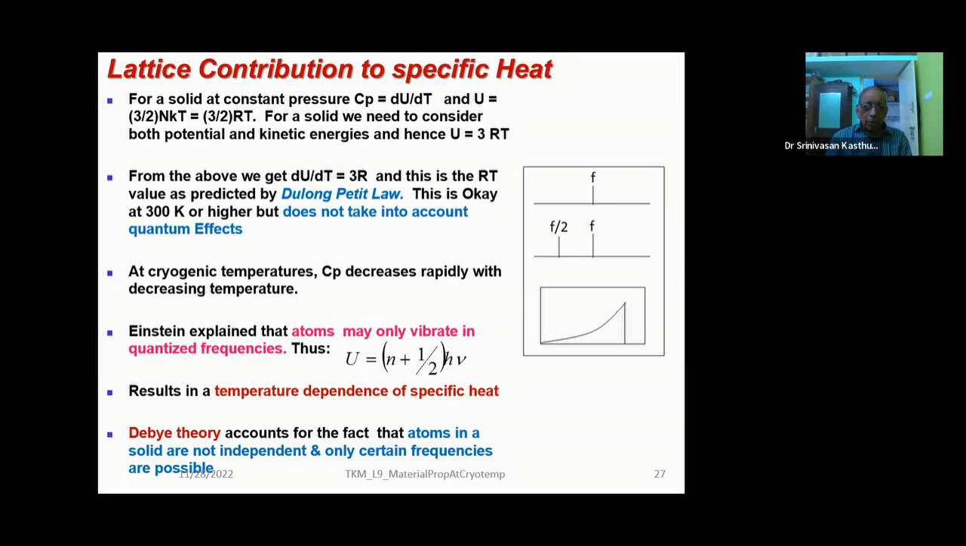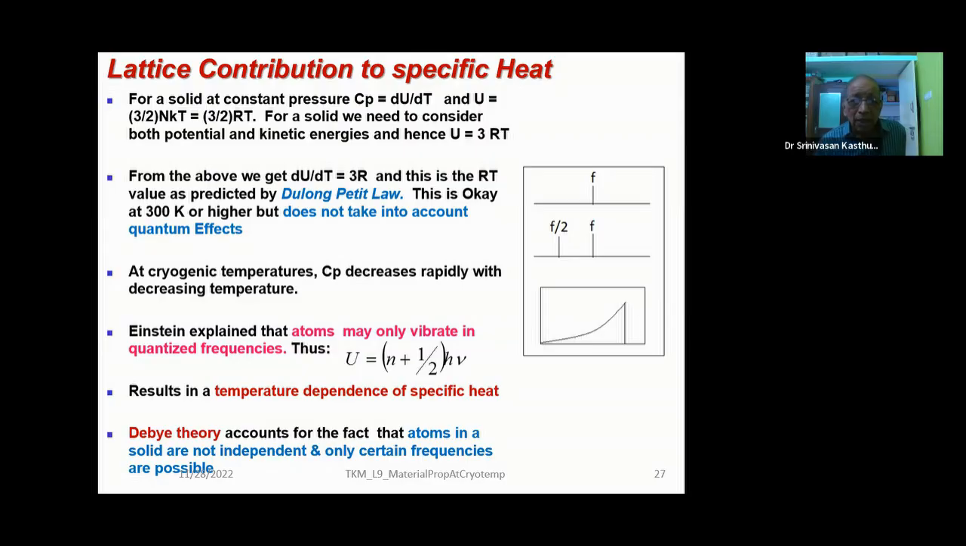So we can write 3 by 2 kT as the energy per atom. We'd better consider a monatomic solid. So you have 3 by 2 kT, and if there are N atoms, N being the Avogadro number, if you multiply by N, then it is 3 by 2 NkT. What is N into k? N into k is nothing but R. We can write it as 3 by 2 RT.